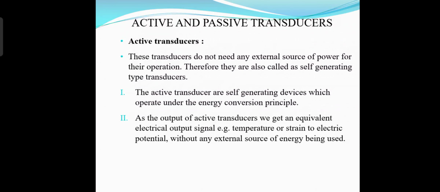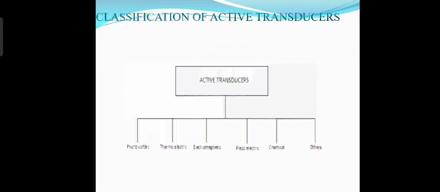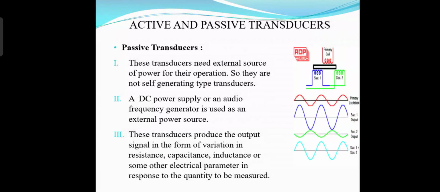The output of an active transducer we get is equivalent to the electrical output signal. For example, we are measuring temperature or strain to electric potential without any external source of energy being used. Examples of active transducers are as follows: photovoltaic, thermoelectric, electromagnetic, piezoelectric, chemical, and other types of transducers. The next is about passive transducer.